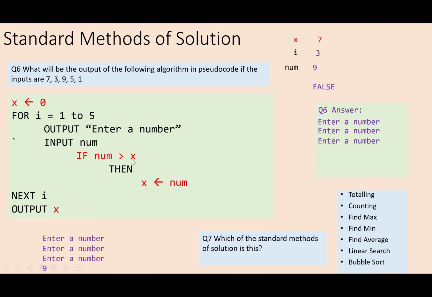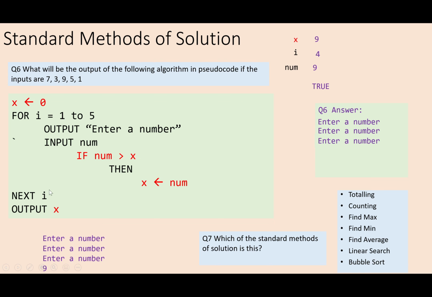Is num greater than x? Is 9 bigger than 7? Well, that is true. So that means now x is going to become whatever num happens to be, 9. Okay, and if you notice, each time the number entered is bigger than x, it's replacing x. Let's have a look what happens next time.